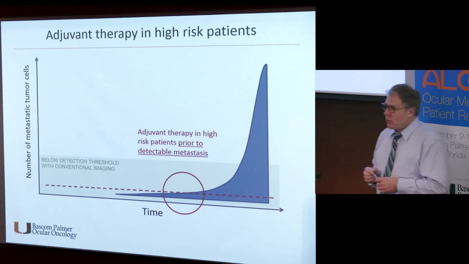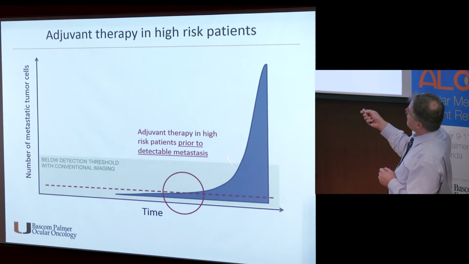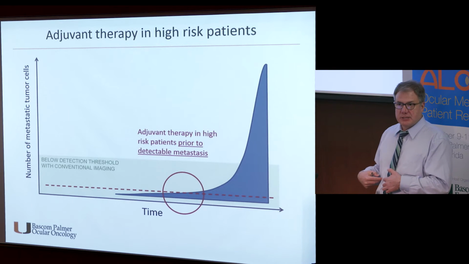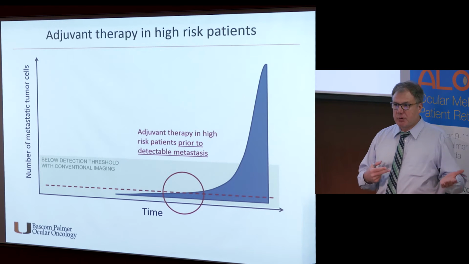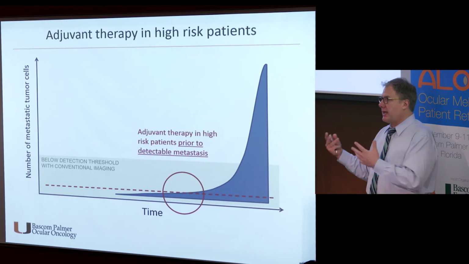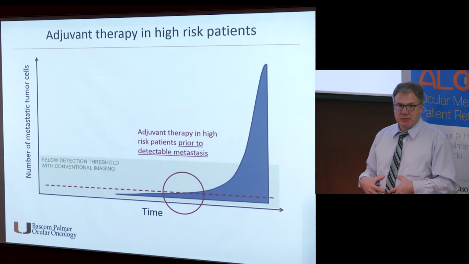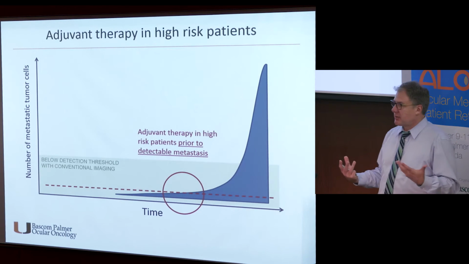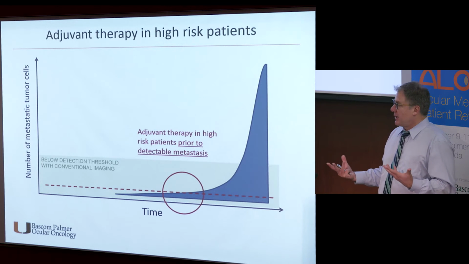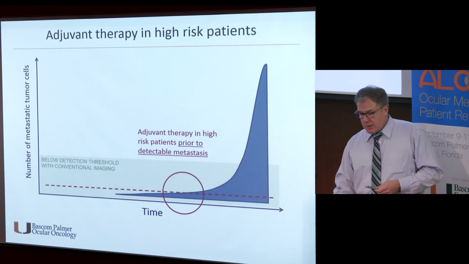Okay? So what if we can go further? What if we can say, okay, now we know who the high-risk patients are, we can follow them more intensively. What if we don't wait for them to have metastatic disease on an MRI or a CAT scan? What if we put them on adjuvant or preventative therapy or delaying therapy? So the idea is, we know they probably have micrometastatic disease even though we can't detect it. Is there a drug we could give them, or combination of drugs, or something that would keep Rip Van Winkle asleep a little bit longer? Okay, that would be great.